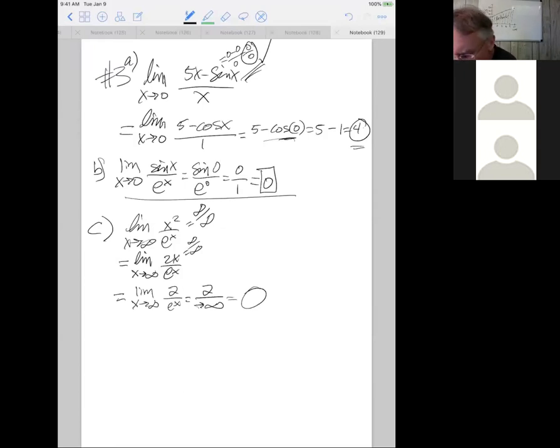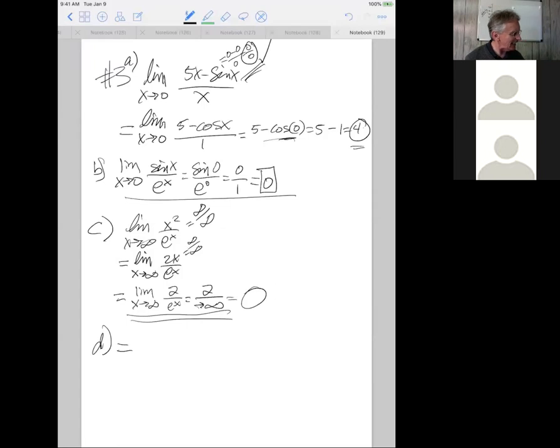There were a couple of you that took the derivative of this again, and you got 0 over e to the x, and therefore your answer was 0, but for the wrong reason. You stop when you no longer get infinity over infinity. You don't take the derivative unless you're using L'Hopital's rule, which requires infinity over infinity or 0 over 0. Okay, questions? Okay, D.